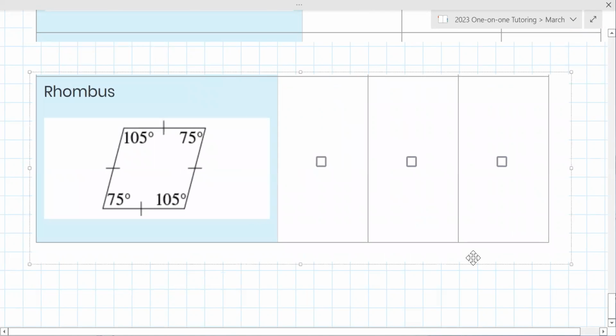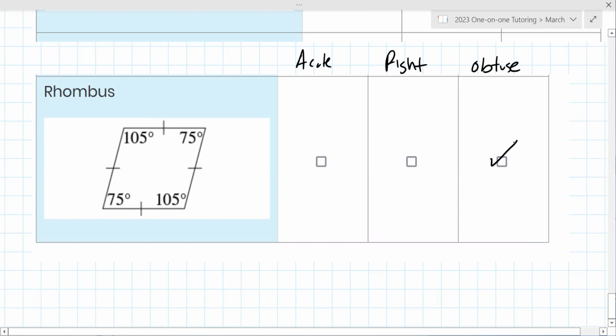So we've got acute, right, and obtuse. Obtuse. Anything else? Acute. Yes. It's a little bit odd to think that a polygon can have more than one type of angle, but it does.